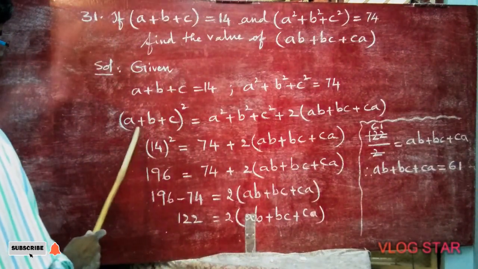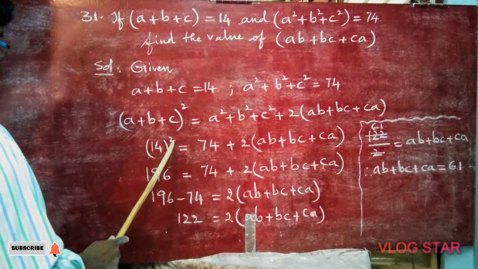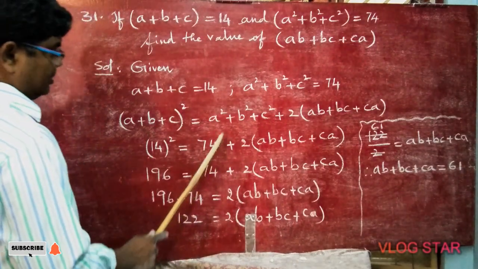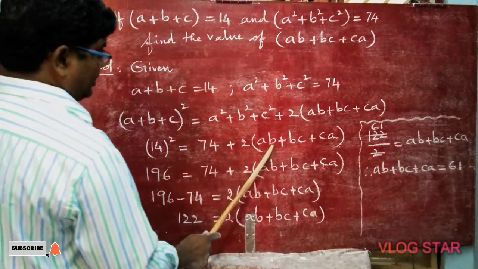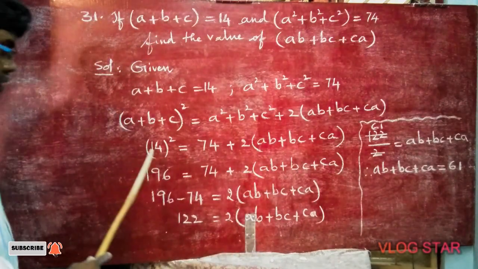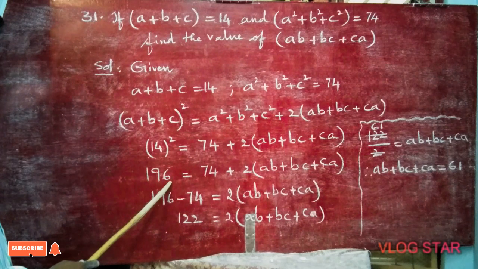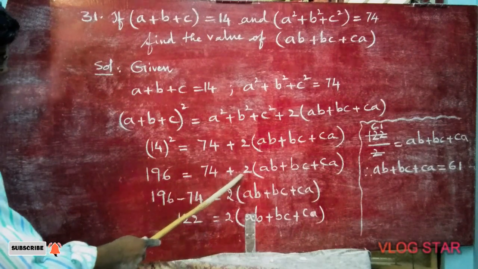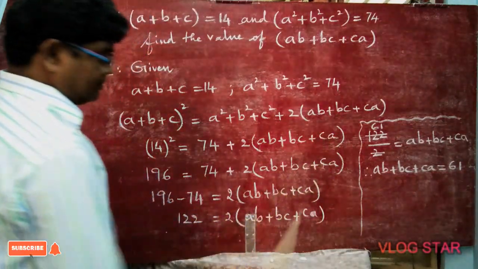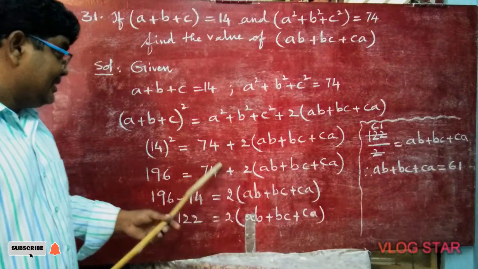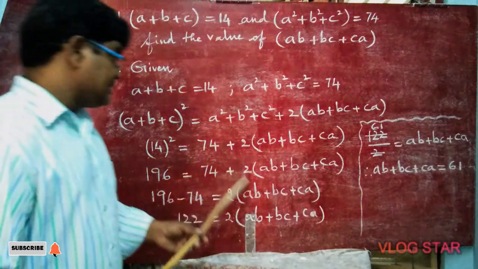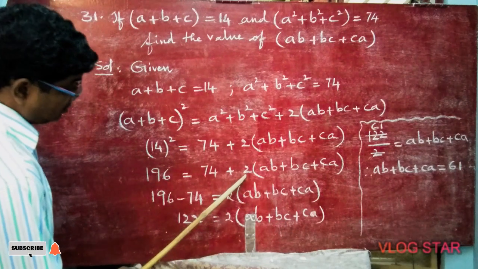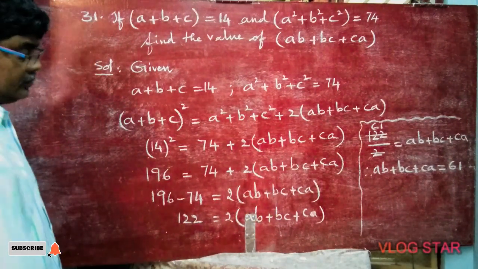Now substitute the values. a plus b plus c, 14 they give. So 14 whole square is equal to a square plus b square plus c square, they have given 74. In that place you write plus 2 into (ab plus bc plus ca). 14 14s are 196 is equal to 74 plus 2 into (ab plus bc plus ca). Many will do wrong here. This is the first term and this is the second term. Here you will do 74 plus 2, no. This is all the second term, 2 into.